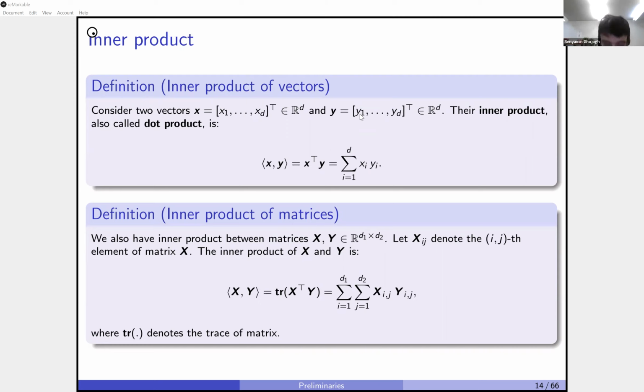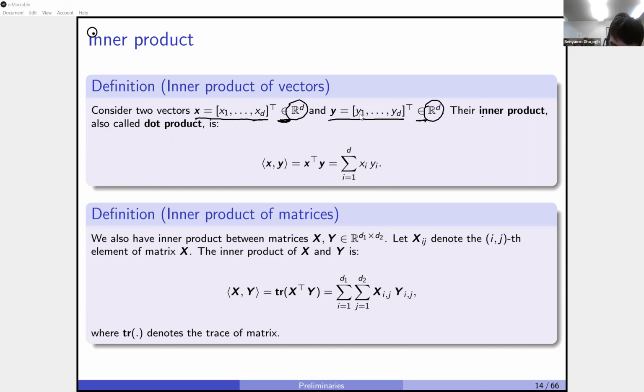So we have inner product of vectors. Consider two vectors, x and y. As I said, these are column vectors, x1 to xd, d-dimensional, right? And y1 to yd. And these are scalars, these are numbers. And this is transpose, which means these are column vectors, and they belong to the d-dimensional Euclidean space.